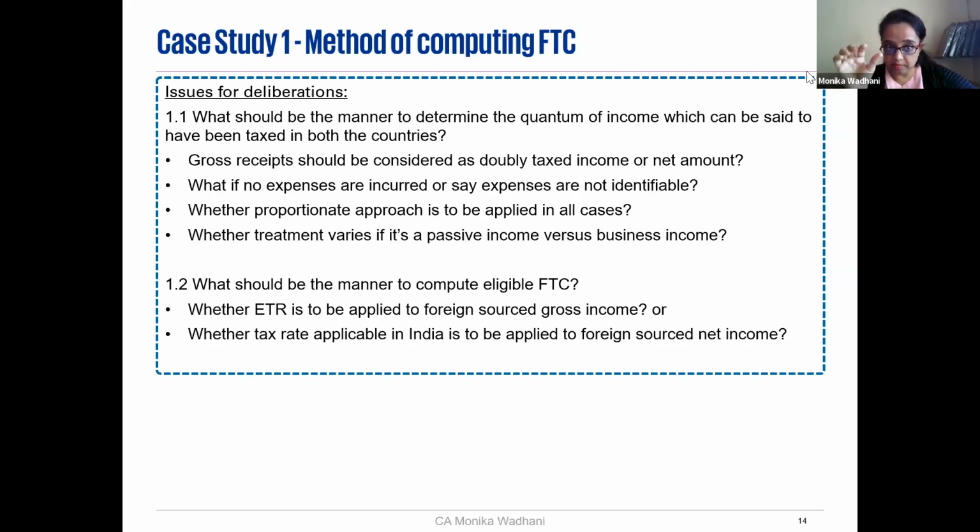So this first limb is on determination of doubly taxed income. And then we come to the second limb on determination of eligibility of FTC, which is whether the effective tax rate is to be applied to foreign source gross income, or whether the tax rate applicable in India, which is 22% in this case, is to be applied to foreign source net income.